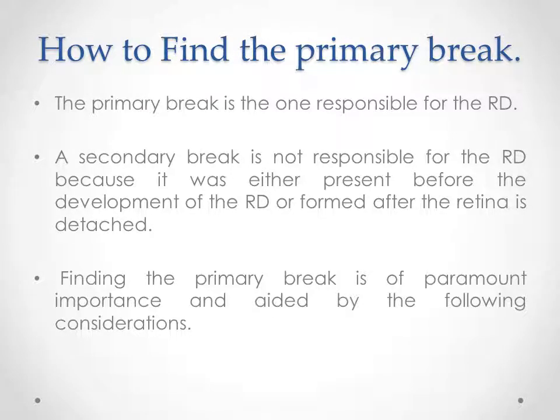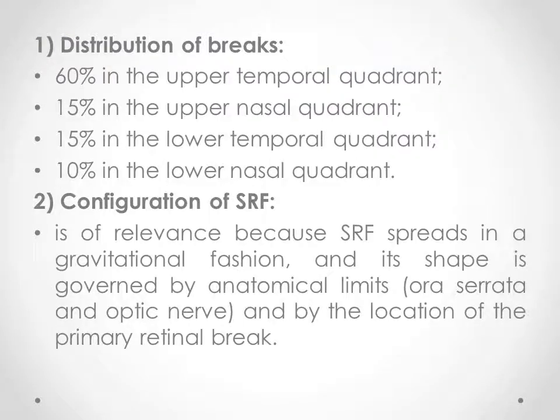How to find a primary break? A primary break is one responsible for the retinal detachment. A secondary break is not responsible for the retinal detachment because it was either present before the development of the retinal detachment or formed after the retina is detached. Finding the primary break is of paramount importance and is aided by the following considerations.